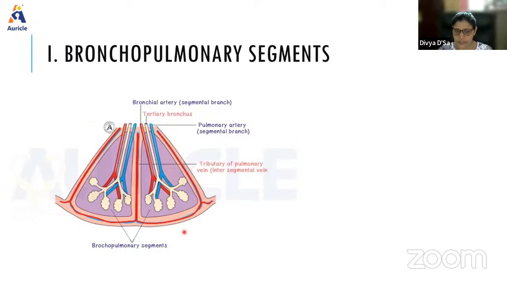It is surrounded by connective tissue, and it is aerated by a segmental bronchus. If you see here, there is a tertiary bronchus, which is otherwise called the segmental bronchus. Each segment will have its own artery and vein. They are the bronchial arteries, not pulmonary arteries. Remember that. It will have its own bronchial artery and bronchial vein, whereas the pulmonary veins, here again, remember why it is shown in red. I already told you.